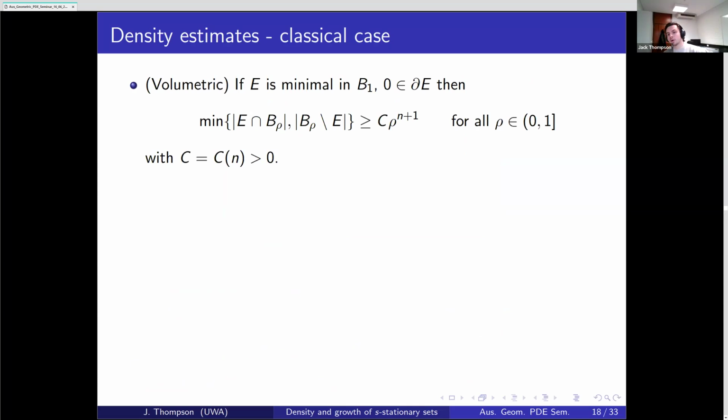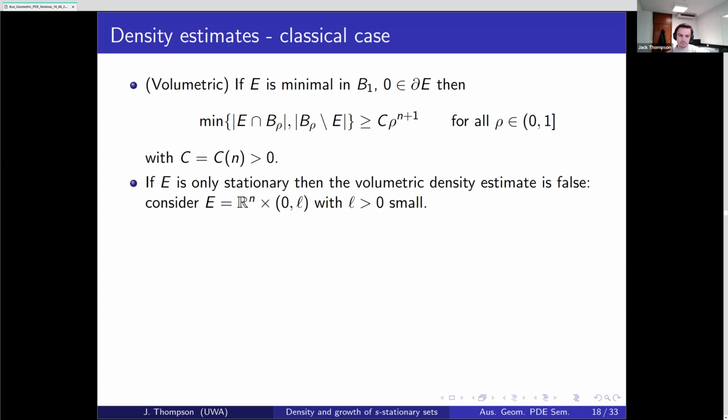So what is known in the classical case? Well, if E is minimizing in B1 and 0 is in the boundary of E, then we have the volumetric density estimate. If E is only stationary, then the volumetric density estimate is false, because we can consider a slab, and the slab doesn't satisfy this, but it is stationary in all of R^(n+1).